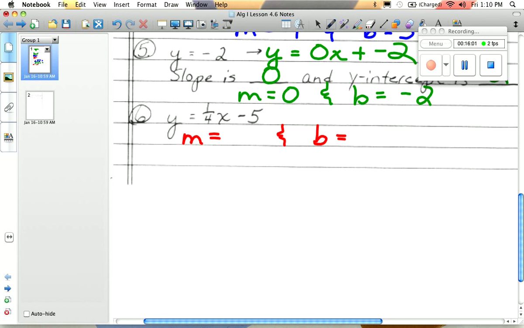Nikki, what's m? 1/4. Okay, the slope is 1/4. And what's our b? -5. In other words, before it got cleaned up, it was what? It was 1/4 x plus a -5 before it got cleaned up. So the y-intercept is -5. Any questions on being able to write an equation given the slope and y-intercept?